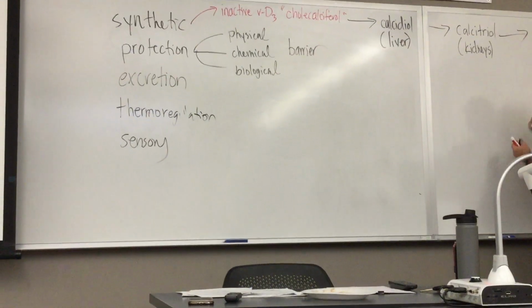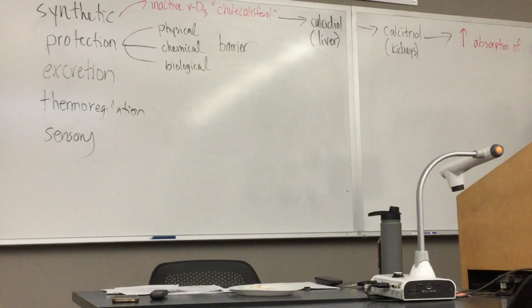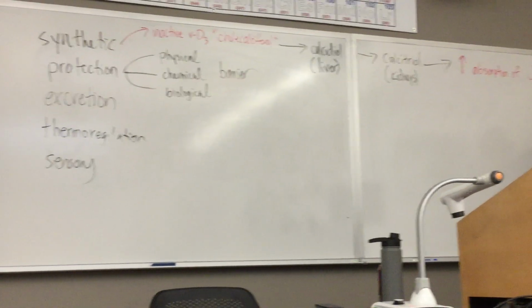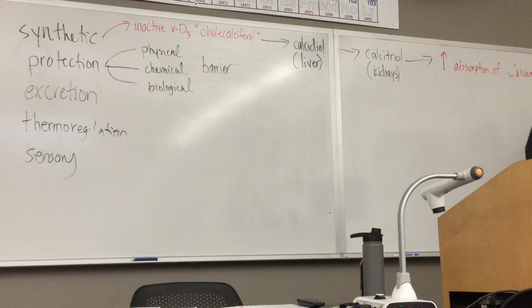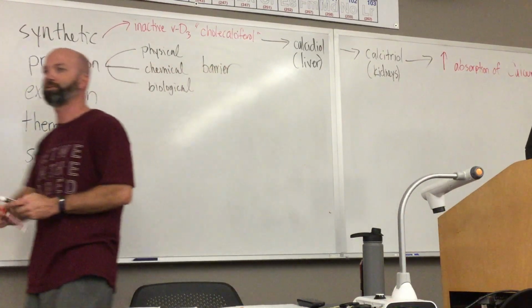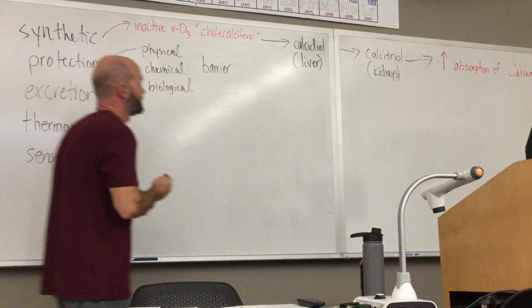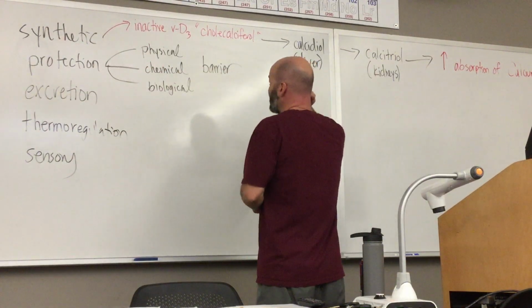And then what is the function of calcitriol? Which we're going to cover in chapter 6 next anyway. It increases absorption of calcium from your diet. So what would be the target organ for this hormone in order to absorb more calcium from your diet? Which organ is the absorption organ? Small intestine. So more about calcitriol's function in chapter 6.